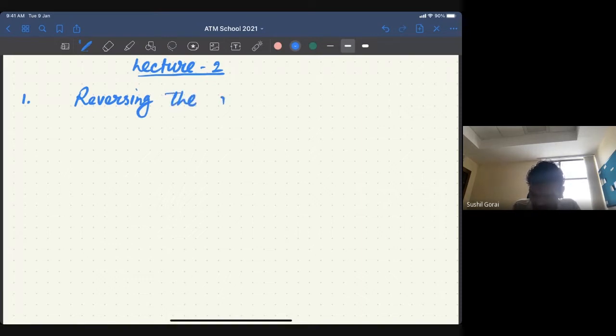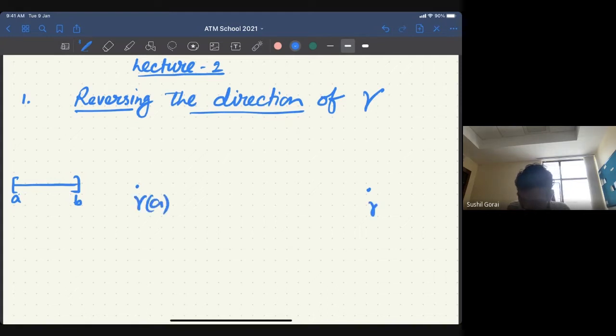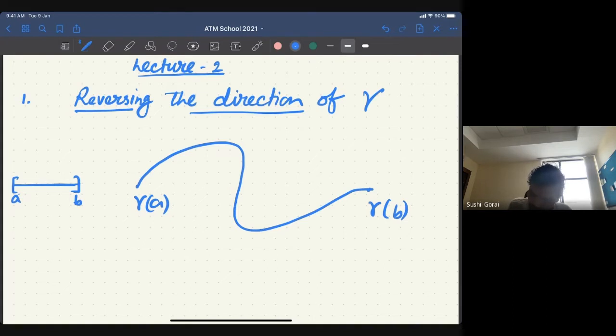The direction of a curve gamma. So what does it mean? You have two points. Let's say gamma maps from a closed interval [a, b]. So this is gamma(a), gamma(b), and you have a curve, and it's of course going from gamma(a) to gamma(b).